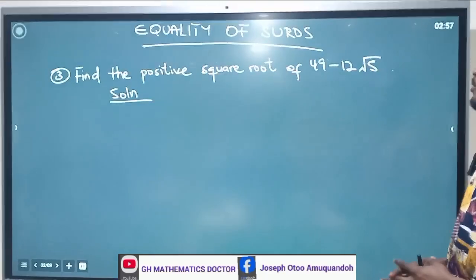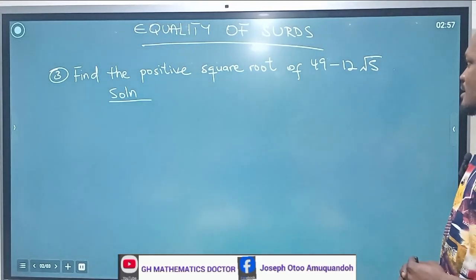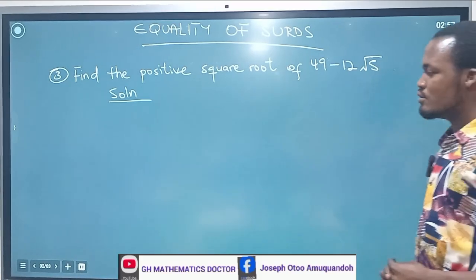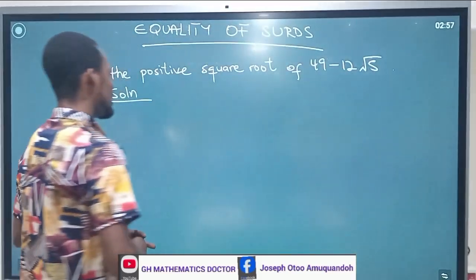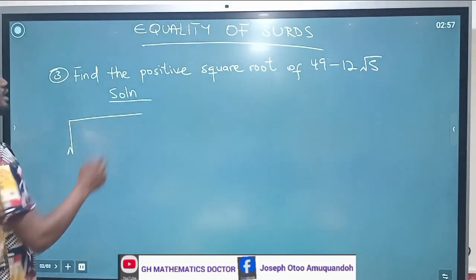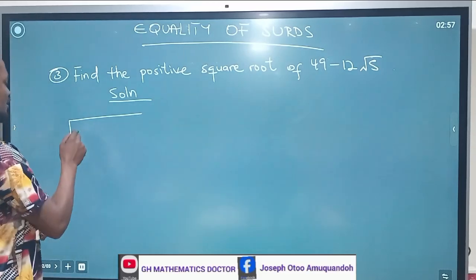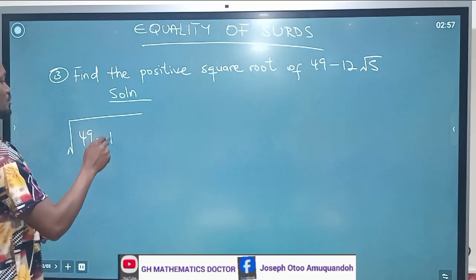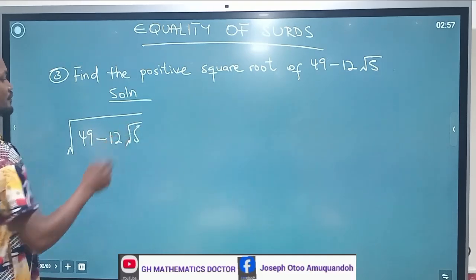So they said find the square root of this. Don't use a calculator to punch the answer. What you're supposed to do is use this strategy. First of all, we are supposed to write the question in the square root form. So we have 49 minus 12 root 5.